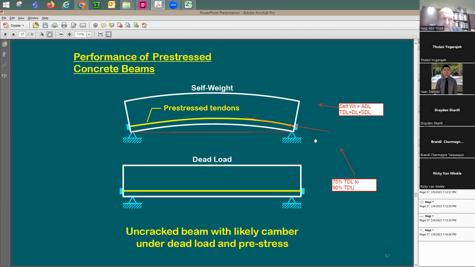And the code is not really addressing this issue. This is usually based on practice. They say, do not try to keep it like this. But instead, the code would give you stress limits. If you keep the beam within the stress limits, you're going to find out that the appropriate value to use in the pre-stressing is going to be 75% to maybe 90% of total dead load. So it's true that the code doesn't say anything about this total dead load and the balancing load, but they give you stress limits. We call it here stress state.